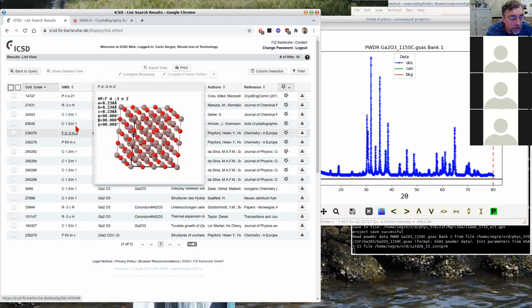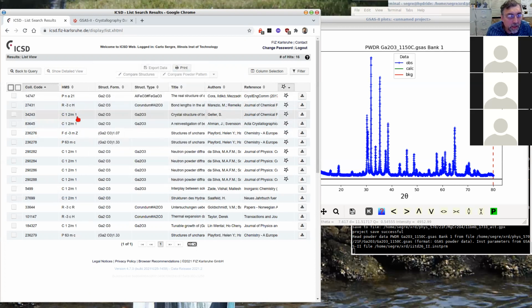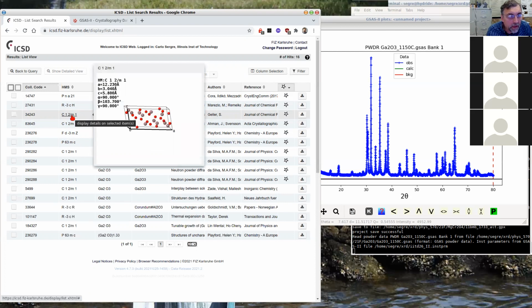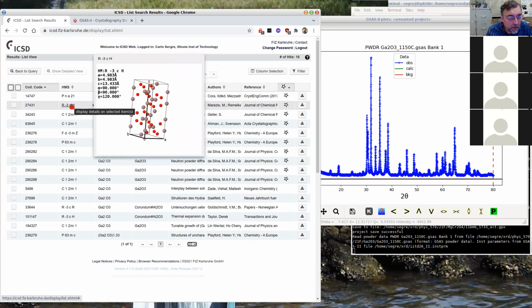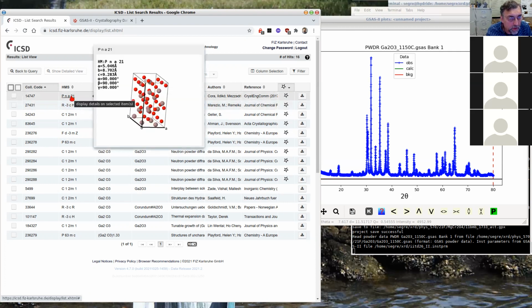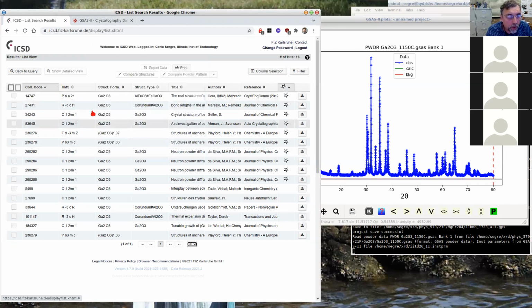They're not all the same, right? This is a C-centered monoclinic lattice with a beta of 103. This is a rhombohedral structure with a 120-degree angle, and it has an A parameter of 4.98 and a C parameter of 13.433. And this is a primitive orthorhombic cell. Now, if you look more carefully here, this says the real structure of epsilon gallium-203 and its relation to the kappa phase.